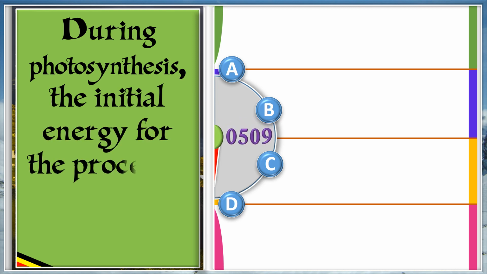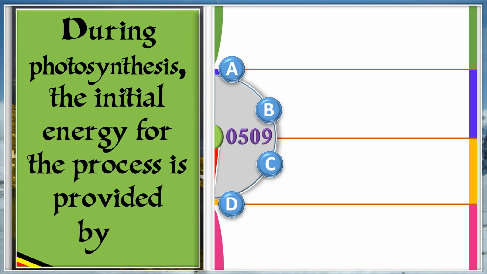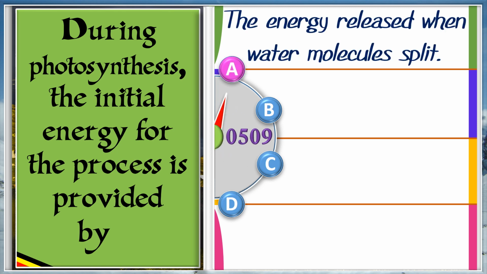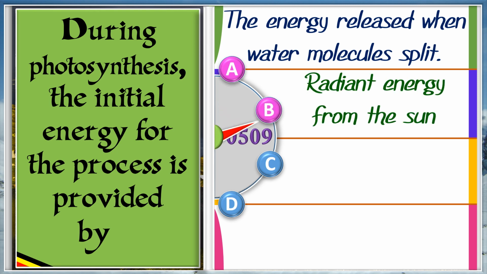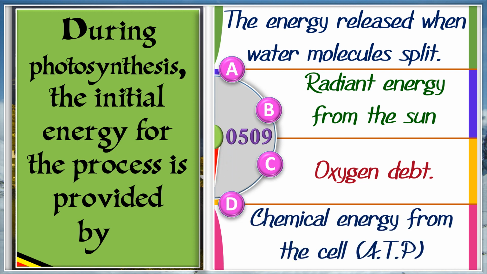During photosynthesis, the initial energy for the process is provided by A. The energy released when water molecules split. B. Radiant energy from the sun. C. Oxygen debt. D. Chemical energy from the cell, that is ATP, adenosine triphosphate. And the answer is B. Radiant energy from the sun.